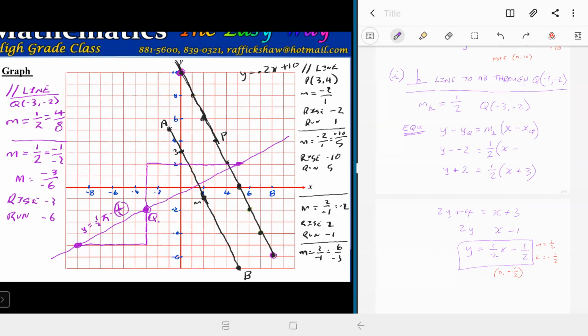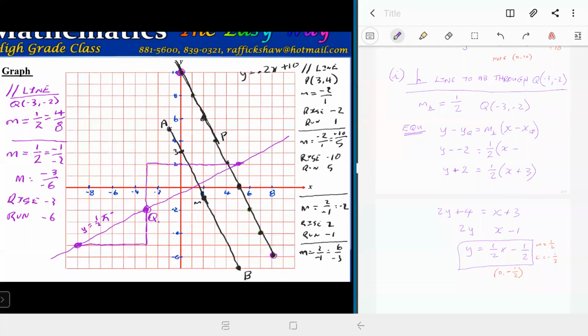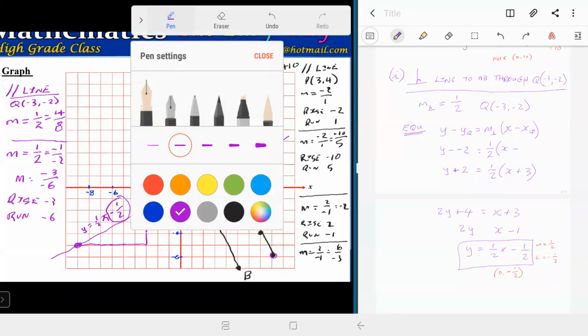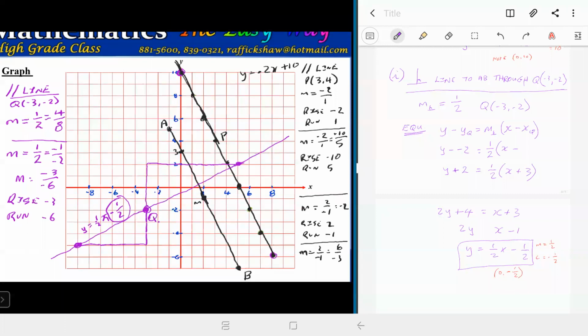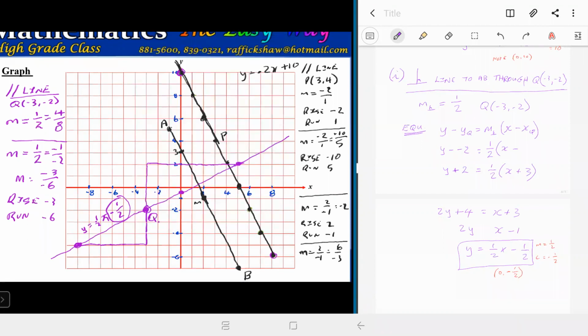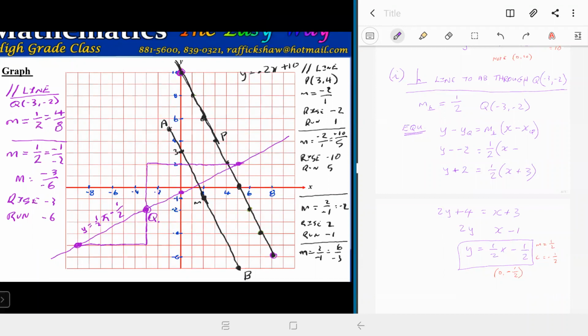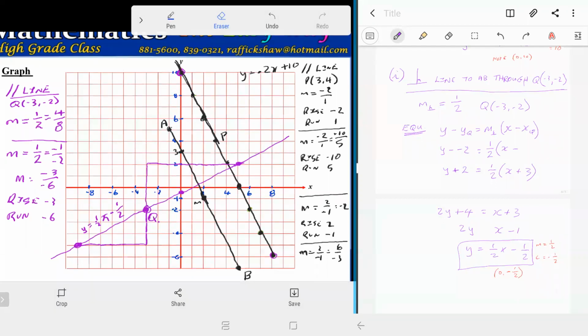What do we know about this line? It's supposed to cut the y-axis at -1/2, not 1/2, -1/2. That's the y-axis intercept, -1/2. And you can check it here. That's -1/2 right here. I'm marking it now. That's -1/2 right there, where it cuts the y-axis, because right here is -1. So you know that the graph is right, and it has a gradient of half.